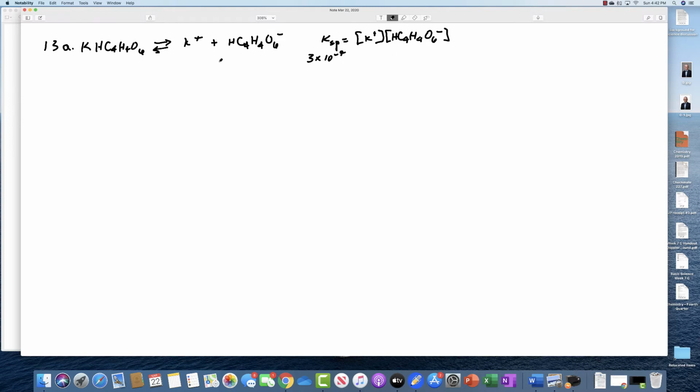Now if you assume some amount here, it really doesn't matter, that you get an amount X and an amount X here, starting at 0, okay? And so this would be whatever minus X. X is so small compared to whatever you start with here that you don't have to take that into account in your calculation. And so it's going to be equal to X squared, X for each of these concentrations. And so X, that is the concentration of each of these, is going to be the square root of 3 times 10 to the minus 4, 1.7 times 10 to the minus 2.